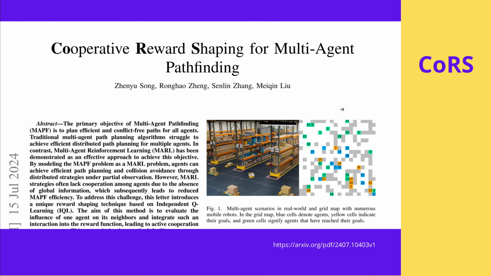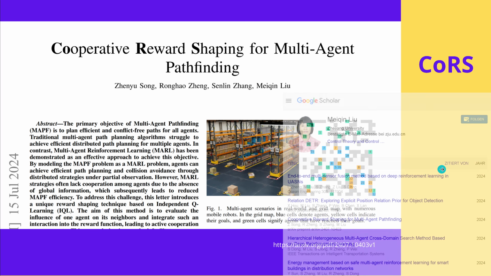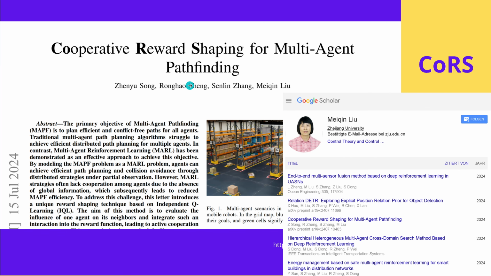Let's have a look now at this new publication, mid of July 2024, Cooperative Reward Shaping for Multi-Agent Pathfinding. And you see this is done here on the simplest case, a two-dimensional manifold or a two-dimensional sphere, where our robots move. Since there was no affiliation of the authors, I looked up our lead scientist on Google Scholar, and we see here, okay, Zhejiang University, China.